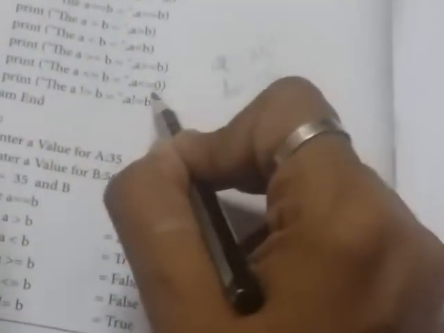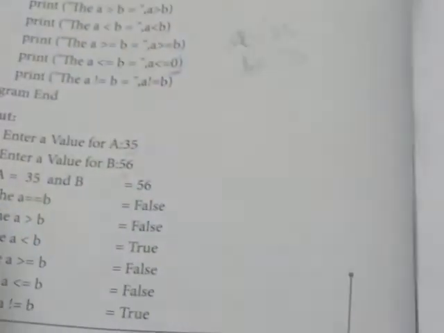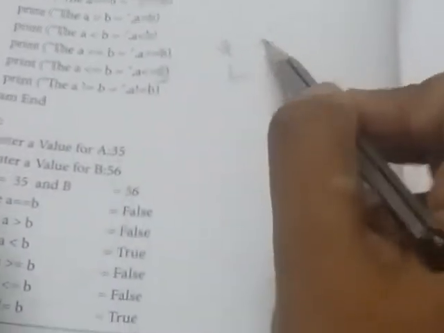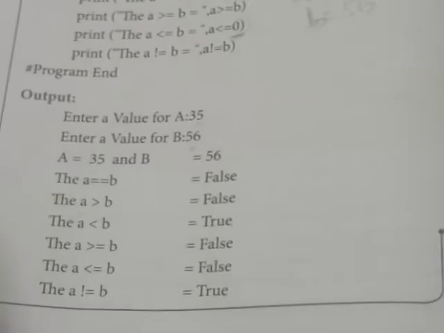Then A less than or equal to B. Here instead of B we are using 0, so 35 less than or equal to 0, the condition becomes false. At last, the condition is A not equal to B, which means 35 not equal to 56, the condition becomes true, so the output becomes true.